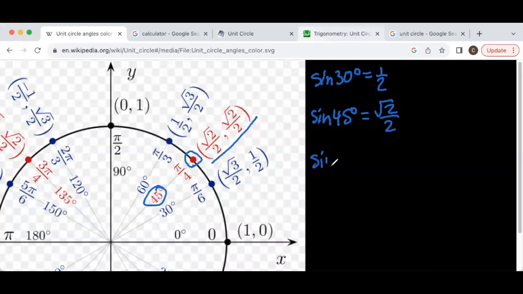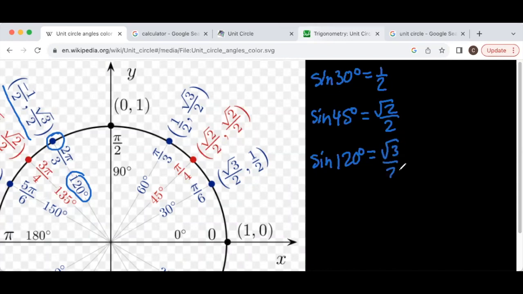Let's do one more. Let's do the sine of 120 degrees. So first we find 120 degrees on the unit circle. It's right here. Here's the point. Here are the coordinates. Sine is always the y coordinate. So the answer is square root of 3 over 2.